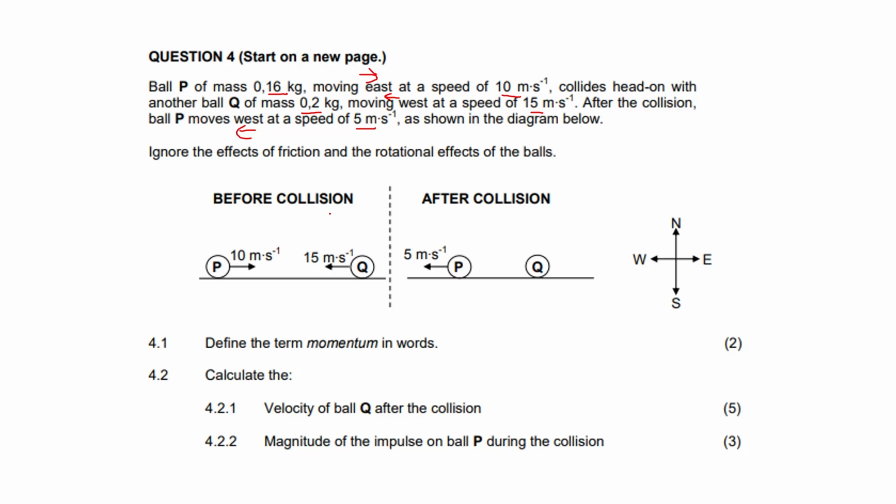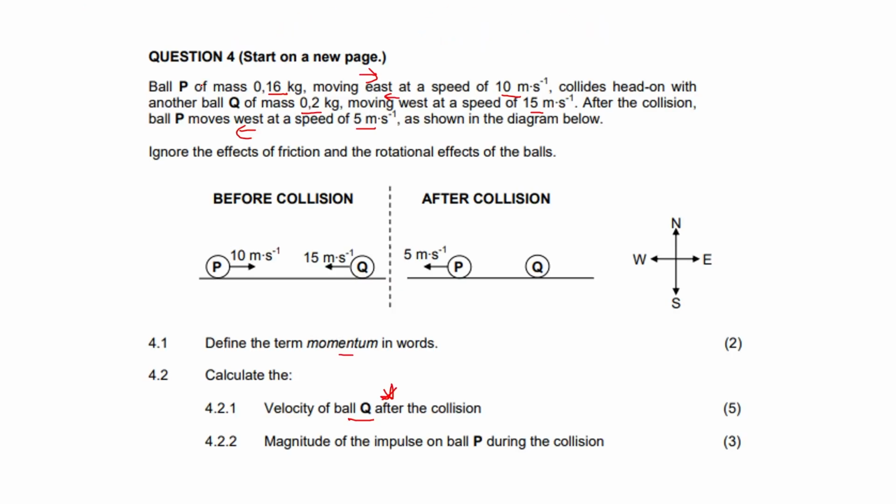4.1, they want us to define the term momentum. So momentum is the product of mass and velocity. All right. 4.2.1, calculate the velocity of ball Q after the collision. So 4.2.1, which formula do we use?